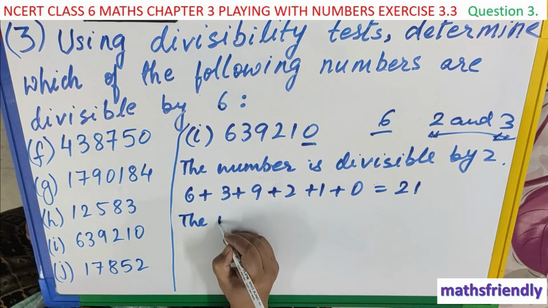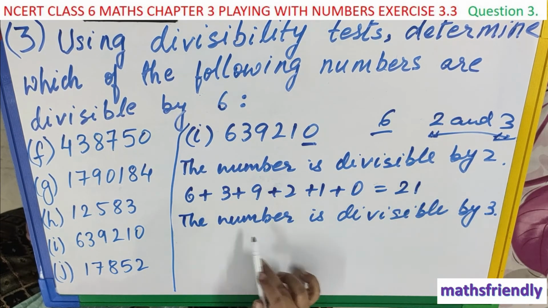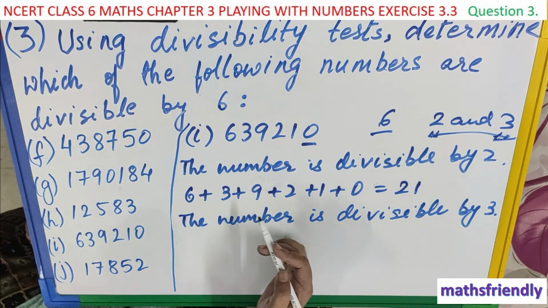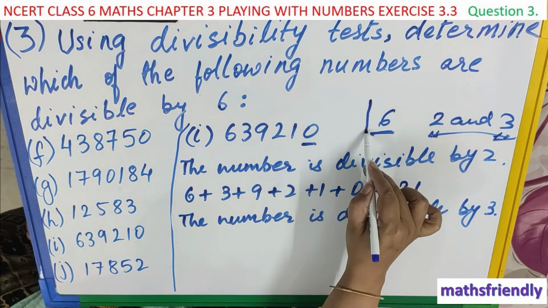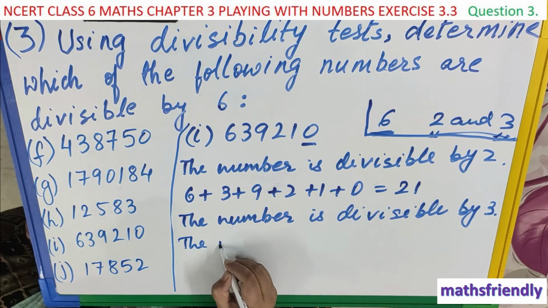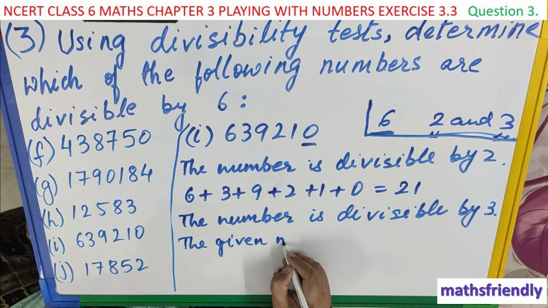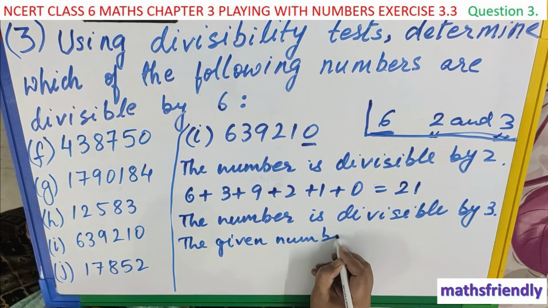So we write: the number is divisible by 3. The number is divisible by 2, and the number is divisible by 3. It means that the number is also divisible by 6. So the given number is divisible by 6.